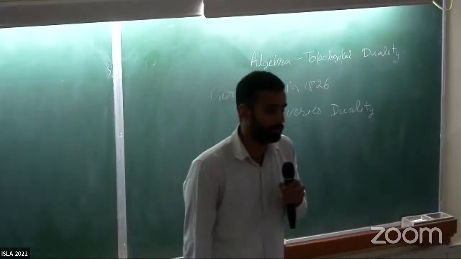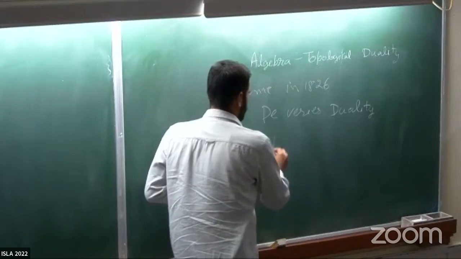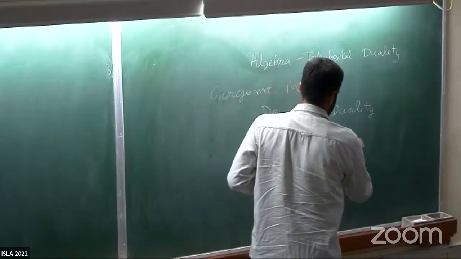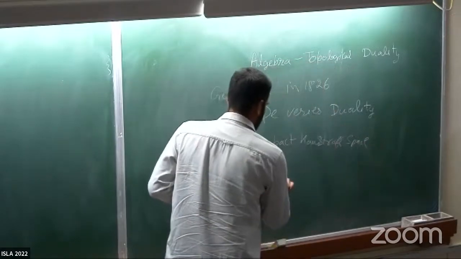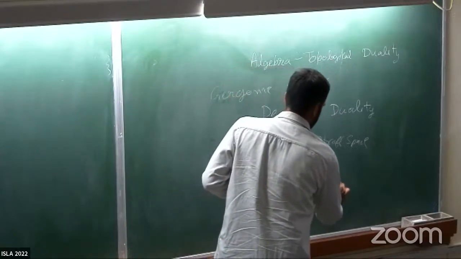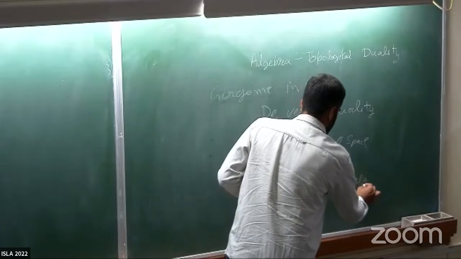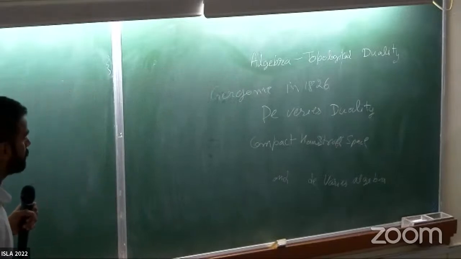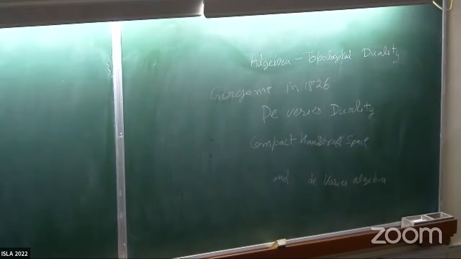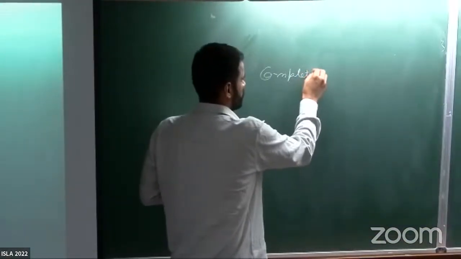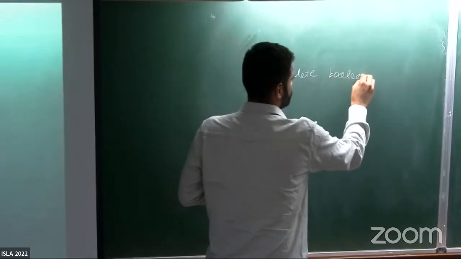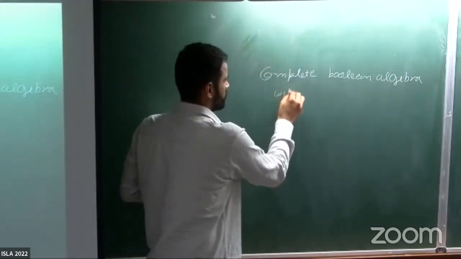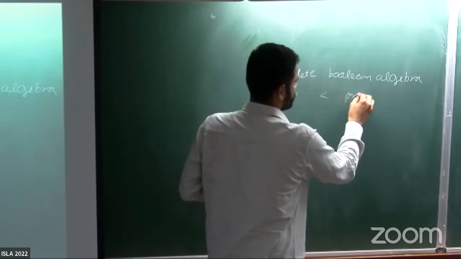This duality is defined between the category of compact Hausdorff spaces and the category of De Vries algebras. And a De Vries algebra is a complete Boolean algebra with a relation known as proximity.